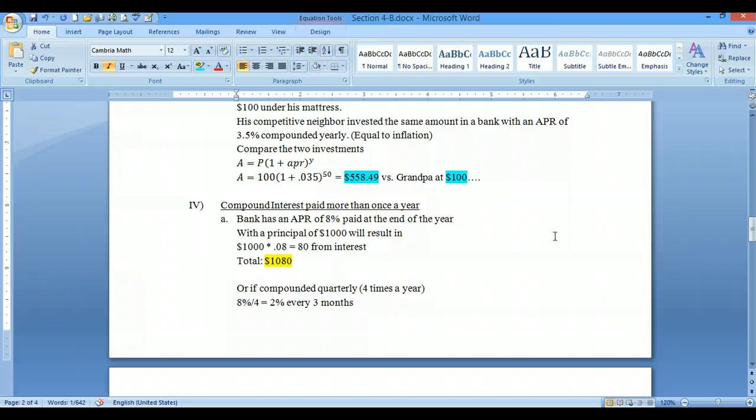Compound interest paid more than once a year means that it's compounding more than just once every year. So I'm adding interest upon the original principal plus any accrued interest, and in these problems, I'm going to be compounding throughout the year, not just once a year, adding that interest and accruing even more interest than the simple interest or even the annually compounding interest. We'll do a couple of examples to help that make sense.